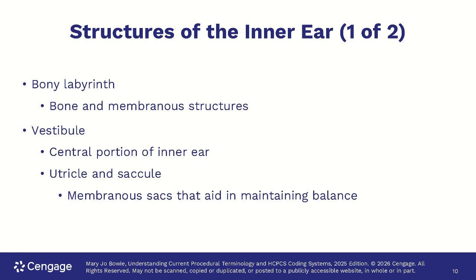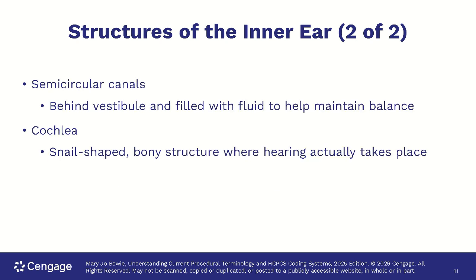The bone labyrinth, it's bone and membrane structures. Then you have the vestibule, and that is the central portion of the inner ear. It has some membrane sacs that aid in maintaining our balance. We have the semicircular canals, and these are located behind the vestibule. And these are three bony structures that are filled with fluid that also help to maintain balance.